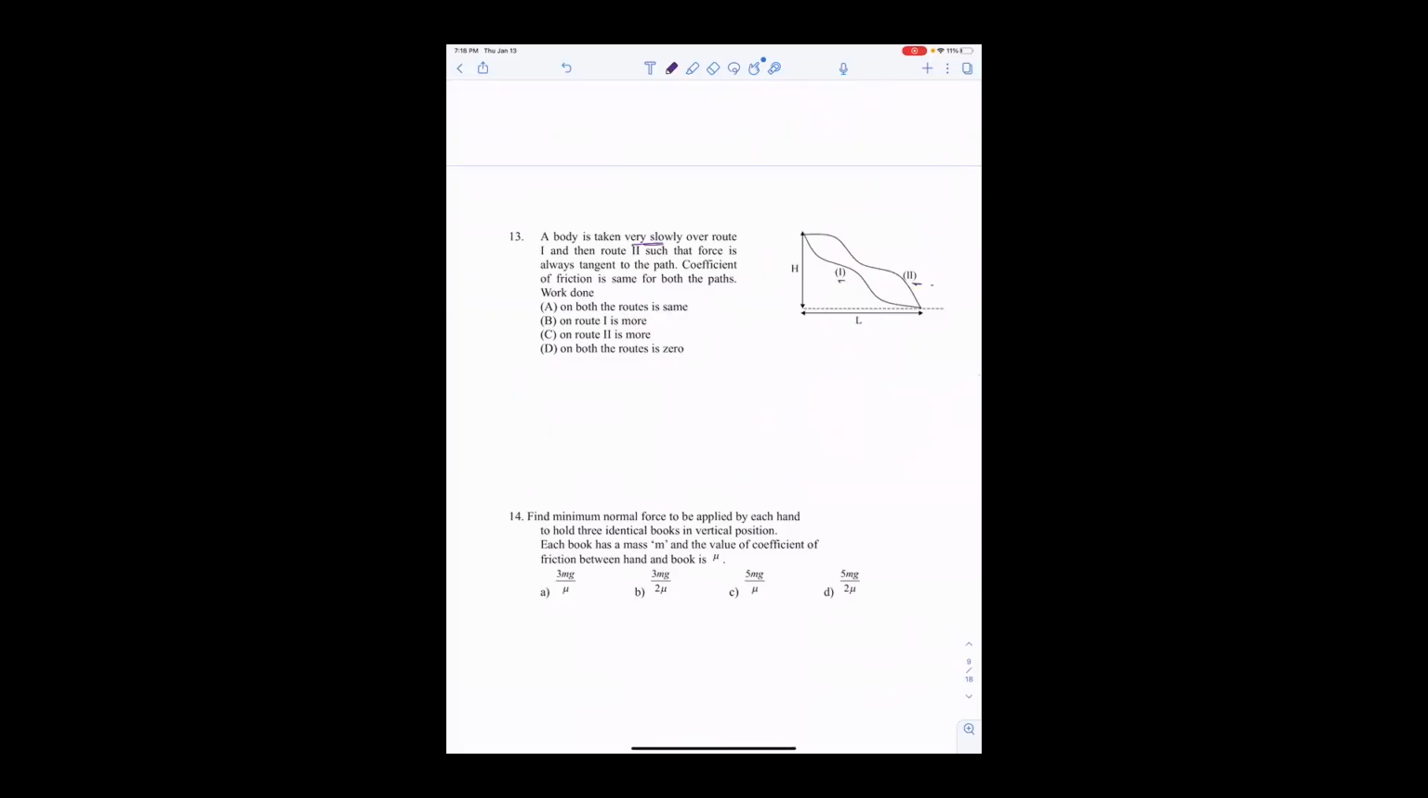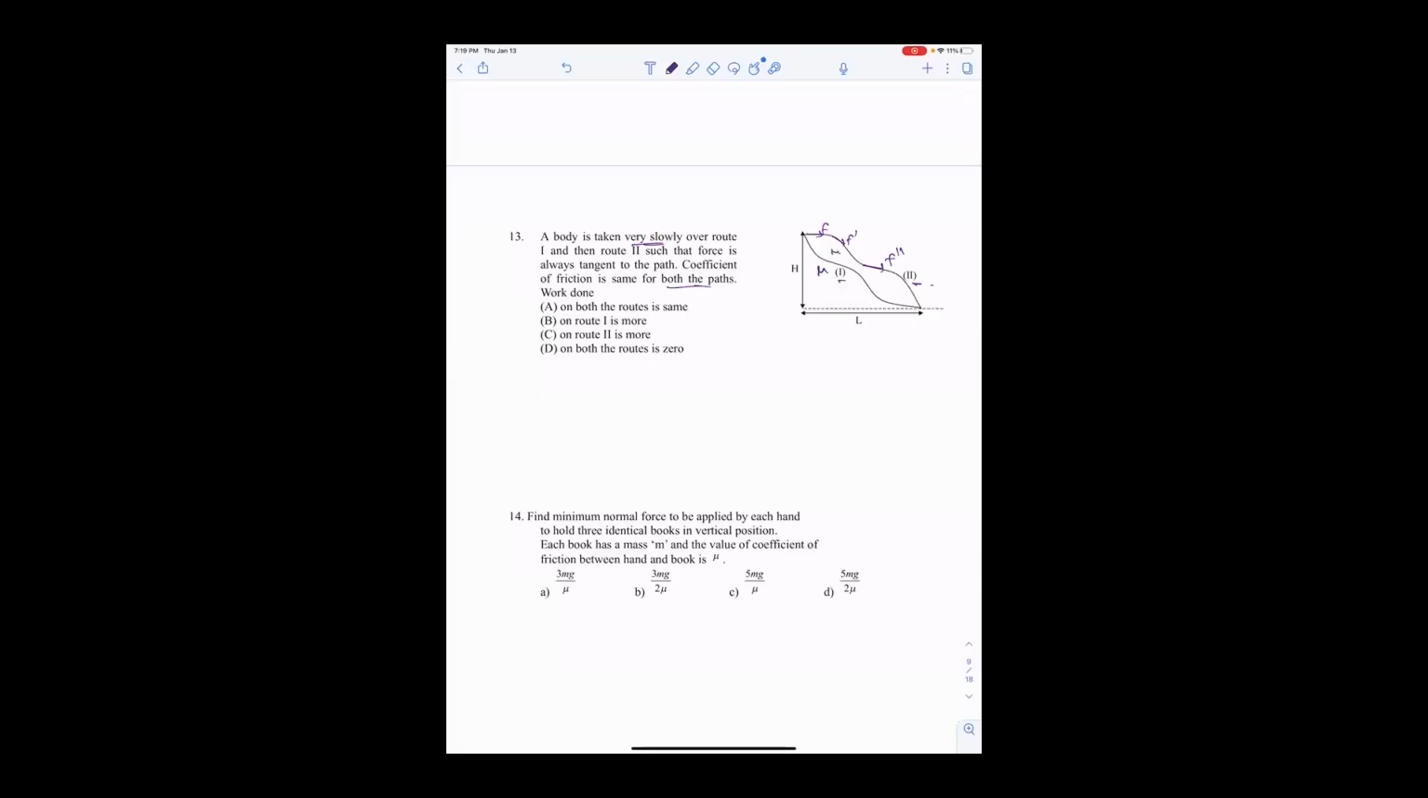That force is always tangent to the path. So when here it is F, when here F dash is this way, and here F double dash is this way. So why am I changing F dash, F double dash? Force is not constant. For every angle of inclination, force will change, right? That is why I took it this way. Coefficient of friction is the same for both the paths. So mu is the same for both the paths.